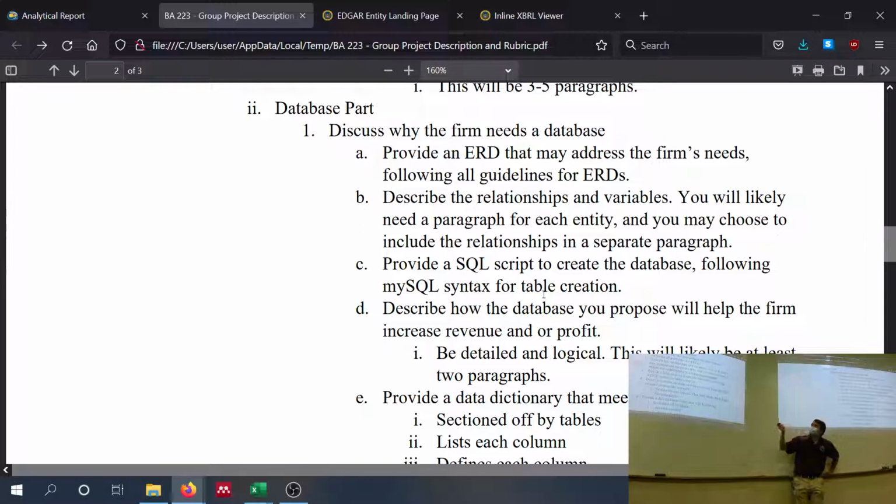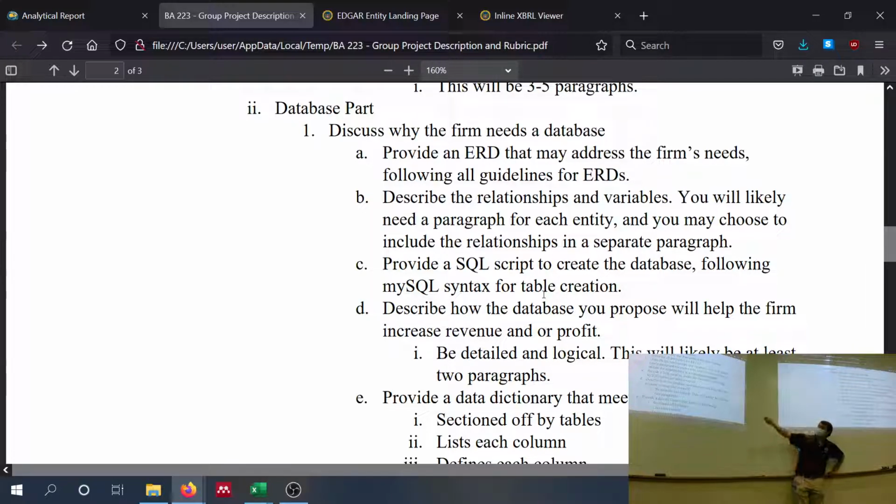Describe the relationships and variables. Okay? So you're going to go through each of the different entities. You're going to describe each of those attributes. Say what they are. Say why they're included. Say how the firm uses it. Okay? You need a paragraph for each entity to do this.